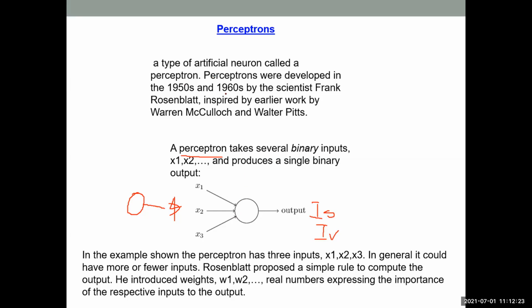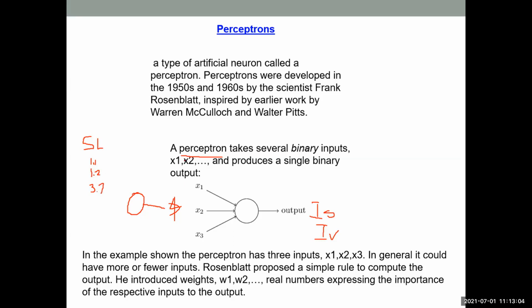Perceptrons were developed in the 50s and 60s by the scientist Frank Rosenblatt, inspired by earlier work by these two guys. A perceptron takes several binary inputs. So here at the beginning, the way they were studying it, you have like sepal length, right? Sepal length is not binary. You can put in all kinds of numbers. Sepal length can be 1.1, 1.2, 3.7, right? That's lots of different possible inputs.